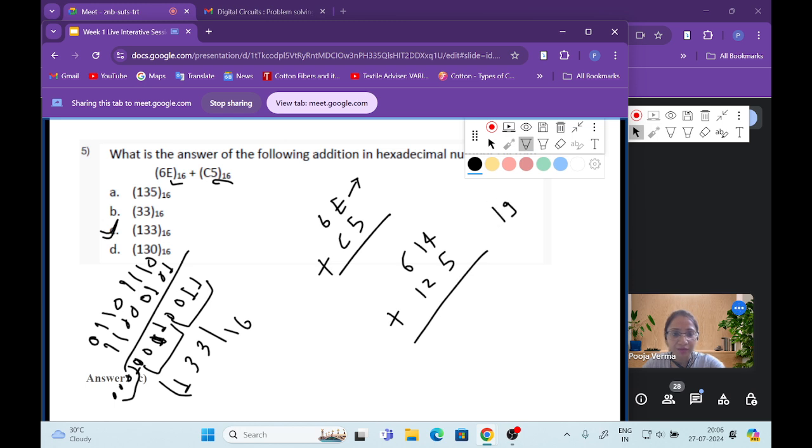Right, that's 19. But for hexadecimal representation, what is the last digit? F, that is 15. After 15, what do we have to do? We have to start again from 0. So 16 is presented as 0, 17 will be 1, 18 will be 2, and 19 will be 3. After 15 there is a carry of 1.